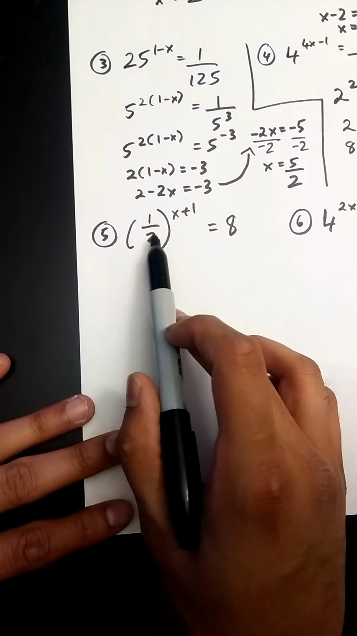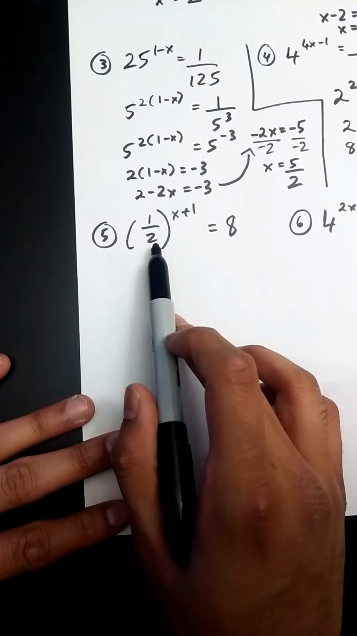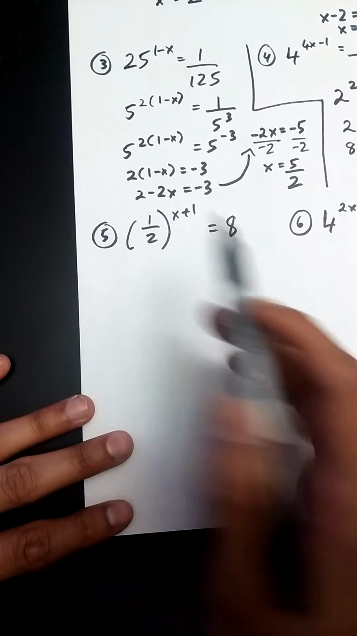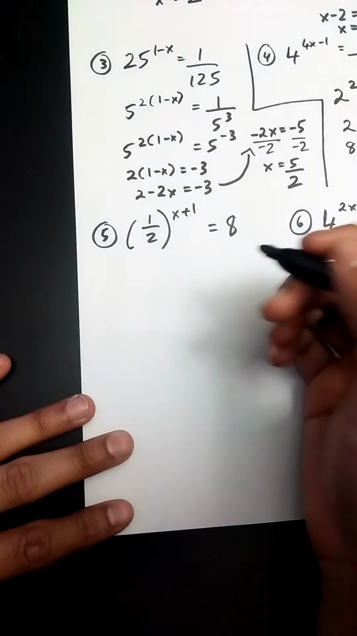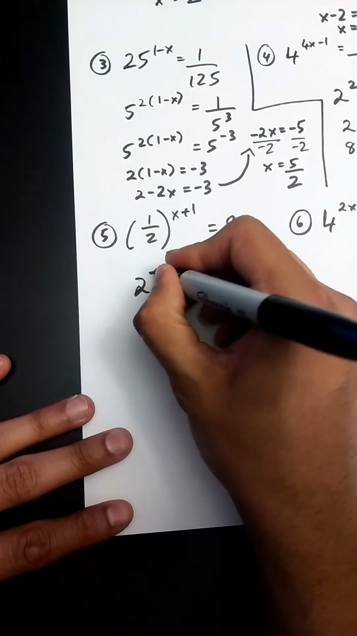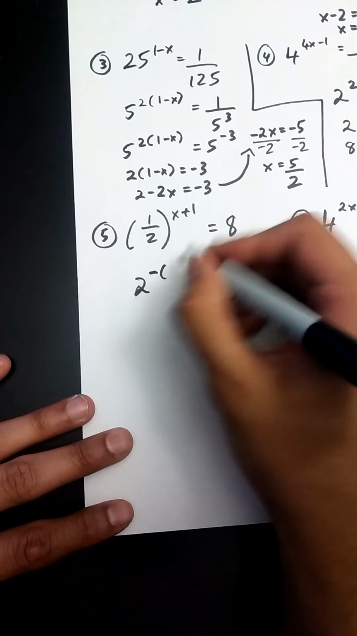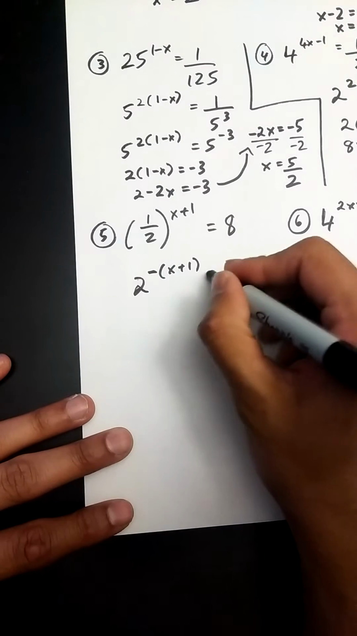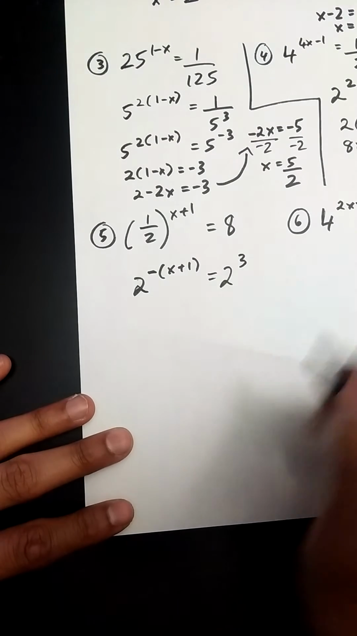Okay, questions are going to get slightly more difficult over here. So now I know my common base is going to be 2. Over here I have to bring the 2 to the top. So it's going to create a negative exponent. So I have 2 to the power of negative, and since I have multiple terms, I will include them in a bracket. And over here that's just going to be 2 cubed.